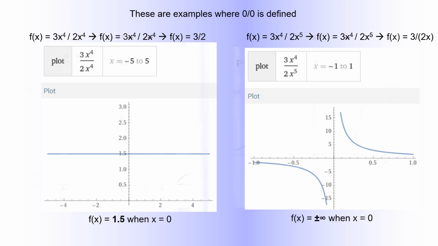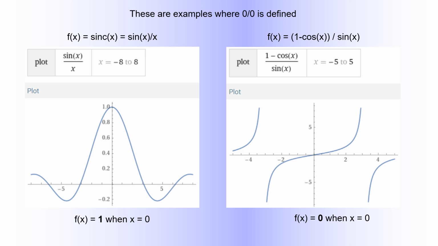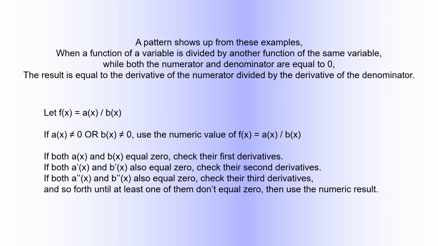On the left plot, sine of x divided by x equals 1 when x equals 0. On the right plot, 1 minus cosine of x divided by sine of x equals 0 when x equals 0. A pattern shows up from these examples. When a function of a variable is divided by another function of the same variable, while both the numerator and denominator are equal to 0, the result is equal to the derivative of the numerator divided by the derivative of the denominator.